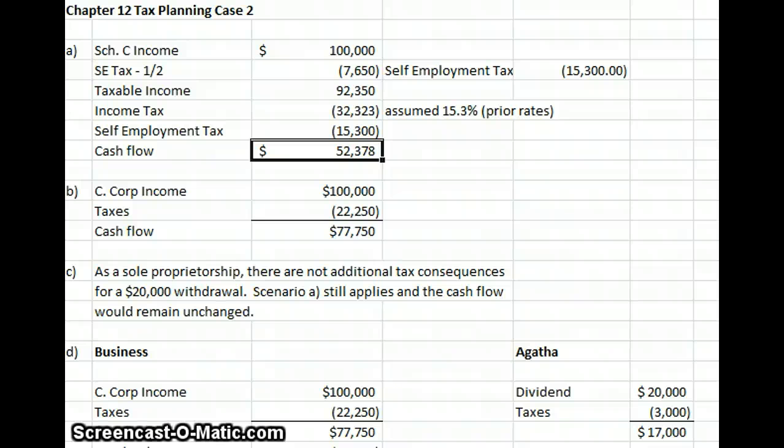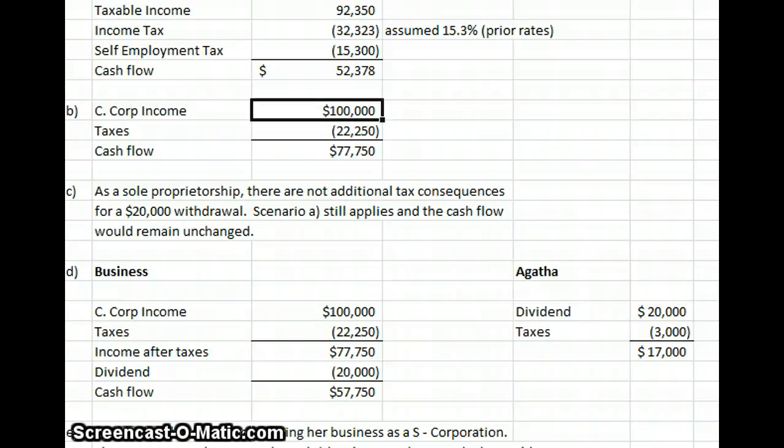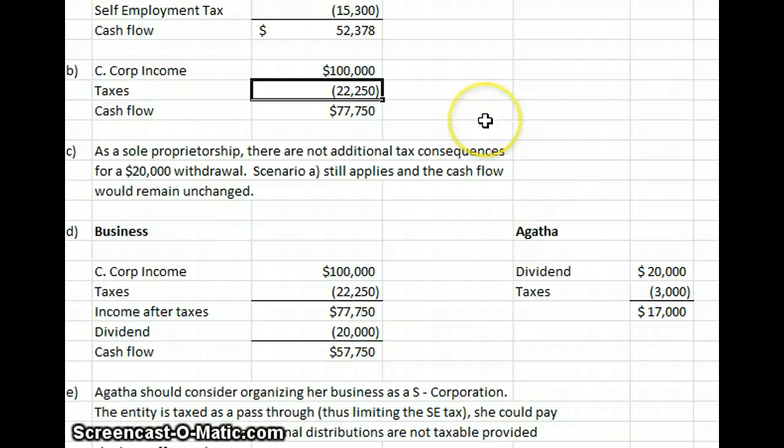Okay, so now let's look at B. If Agatha operates the business as a regular corporation, a C Corp, that makes no dividend distribution, calculate the annual after-tax cash flow available for investment. Well, in this case, that's pretty easy. We have $100,000 of taxable income from the corp. My tax is going to be $22,250, and my cash flow is $77,750. And again, I got that $22,250 from the corporate tax rate table in Appendix C on page 590, or the corporate tax table that you're using.